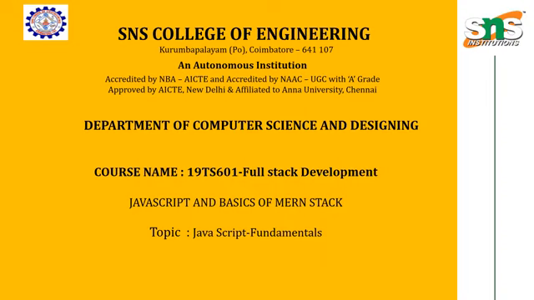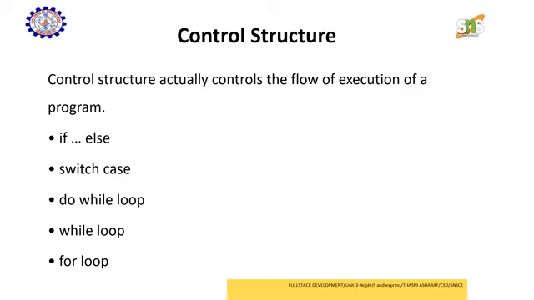To be continued with the previous video related to the JavaScript fundamentals, where we saw variables and operators. Again, here I'm continuing with the same fundamentals related to control structures. Control structures control the flow of execution of a program. So what are all the control structures? We call them if else, switch case, do while loop, for loop.